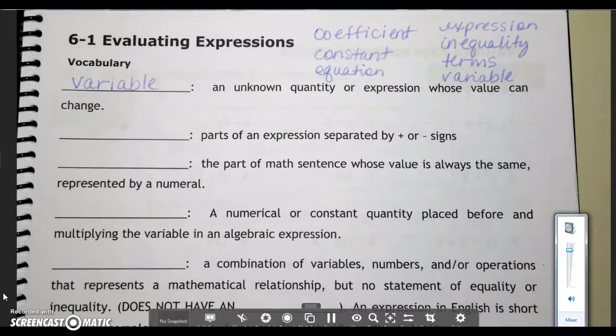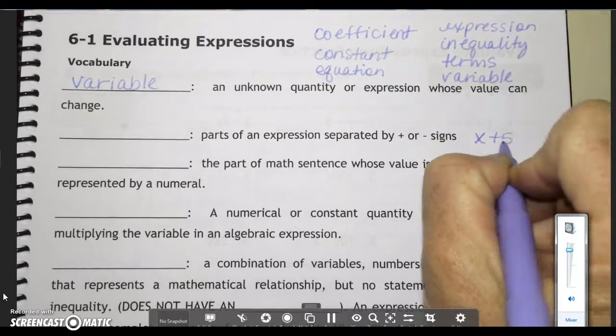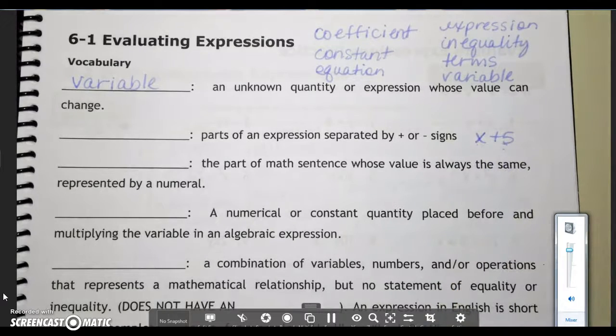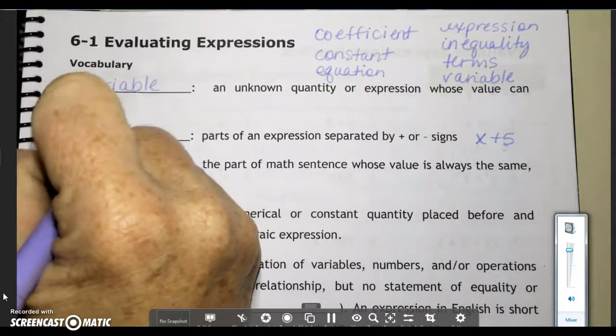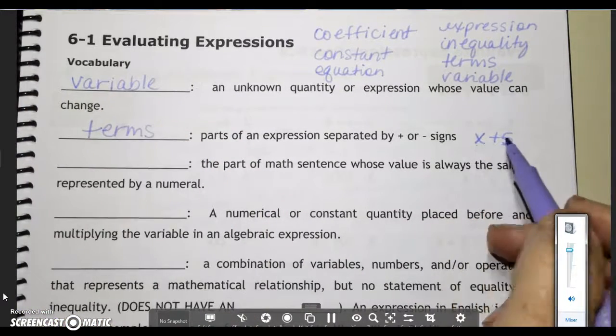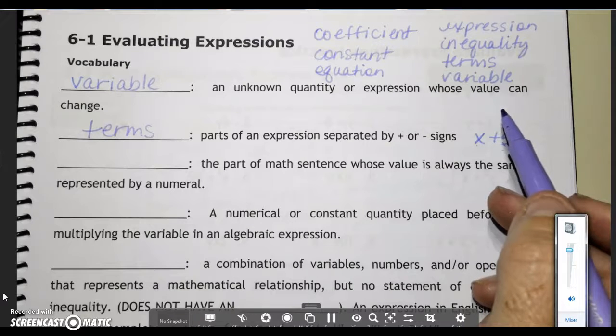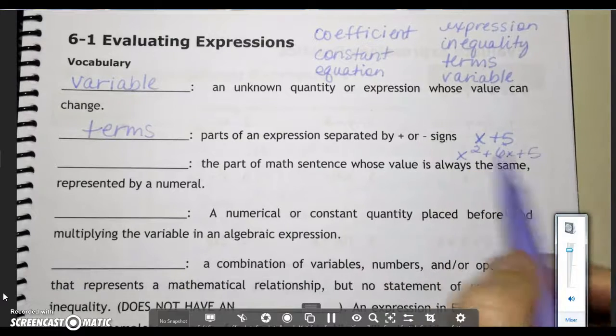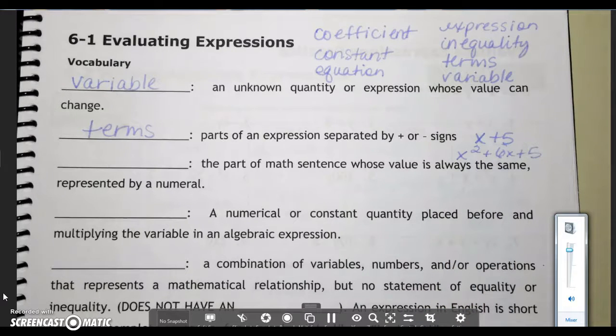Hannah. The parts of an expression separated by a plus or a positive or negative sign. No. They're talking about something like this. What are each of those things called, do you know? Terms, good. Right? If I have 2 of them, that's called a binomial. If I have 1 of them, it's a monomial. If I had something that looks like this, that would be a trinomial. There's 1, 2, 3 terms. Okay.